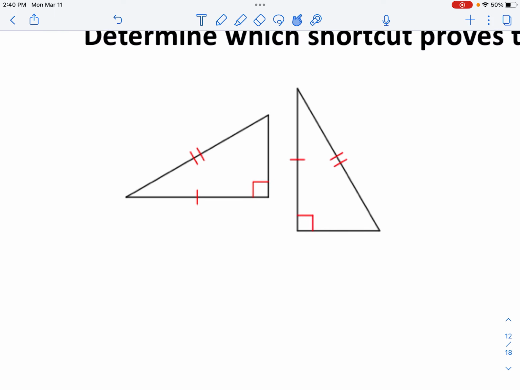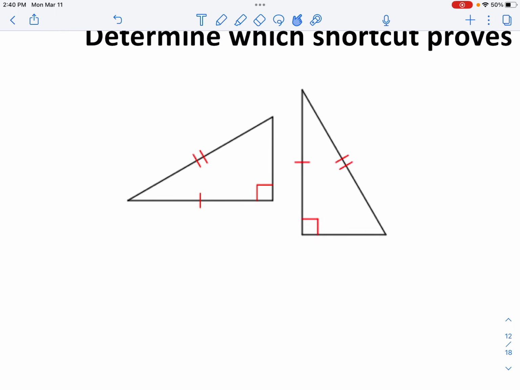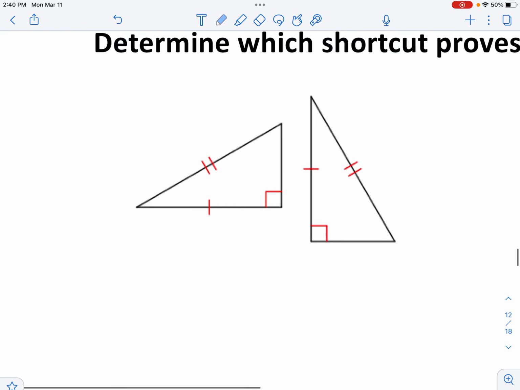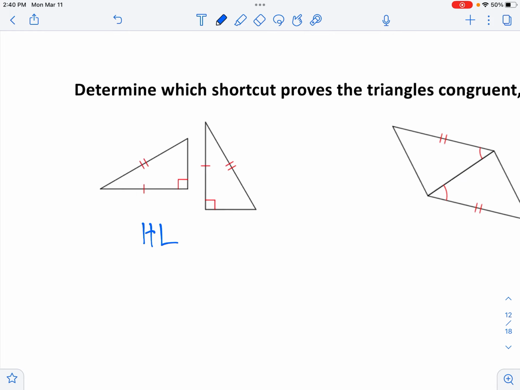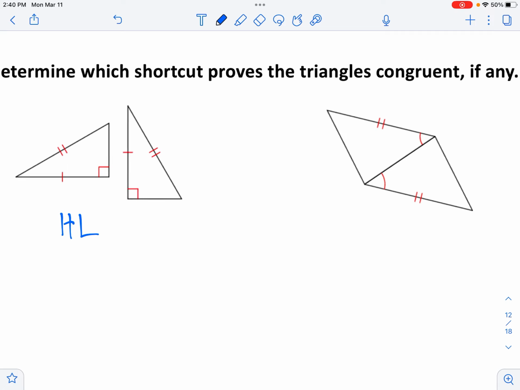This picture, I see a right triangle. If you see two right triangles, then the first thing you should test is hypotenuse leg, because it might be that. You'll notice I have a hypotenuse here and here, because it's across from the 90-degree angle, right? And then one of the legs is congruent here and here. So that means I can use hypotenuse leg. And you're done with that one.